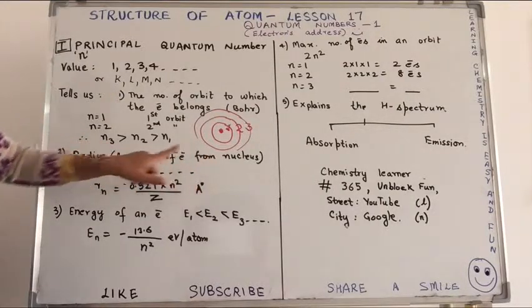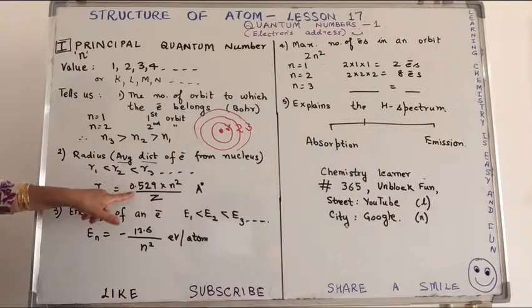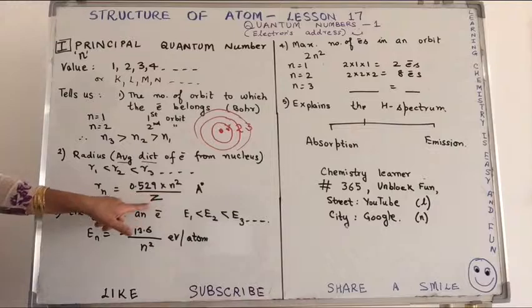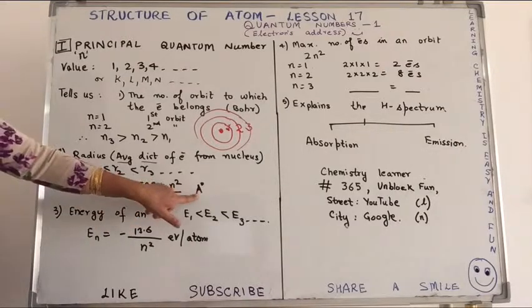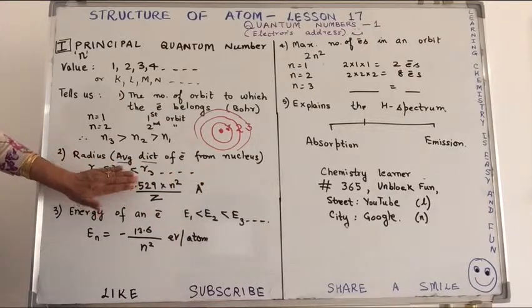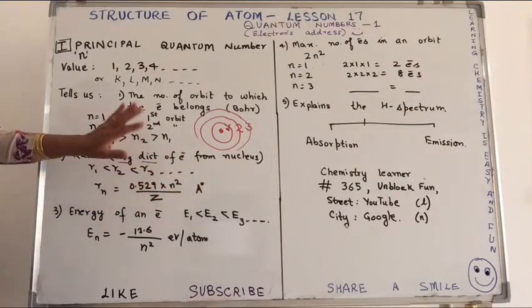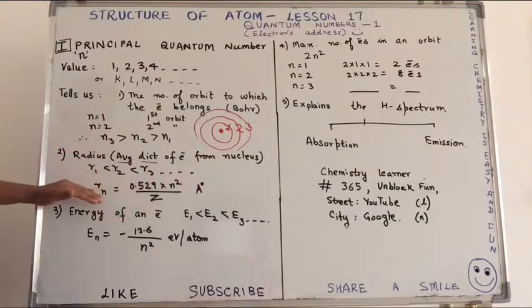This is also validated by the mathematical expression for radius, 0.529 into n square upon the atomic number, the value being in angstrom units. If you are unclear about this expression or you want to know more about this, there is a specific video on this channel where you can access the details of this mathematical treatment.